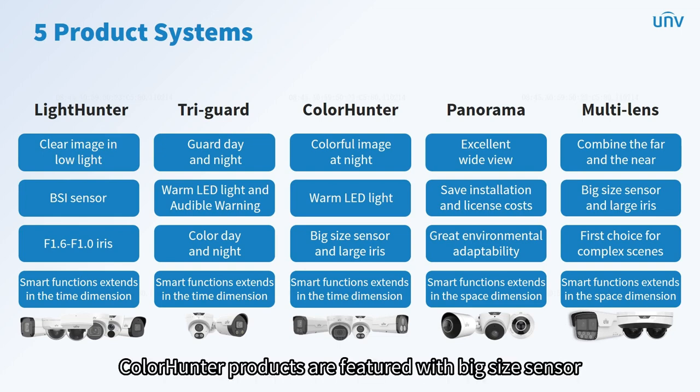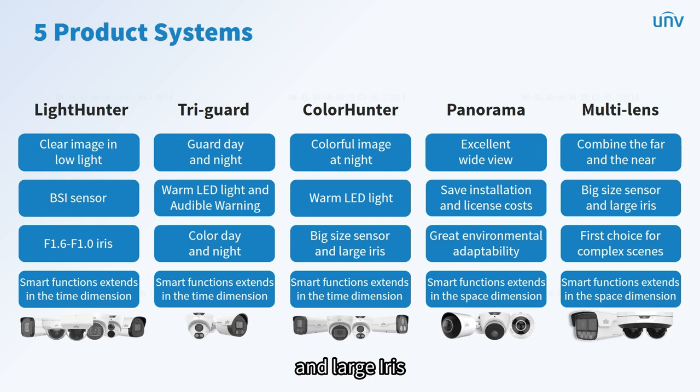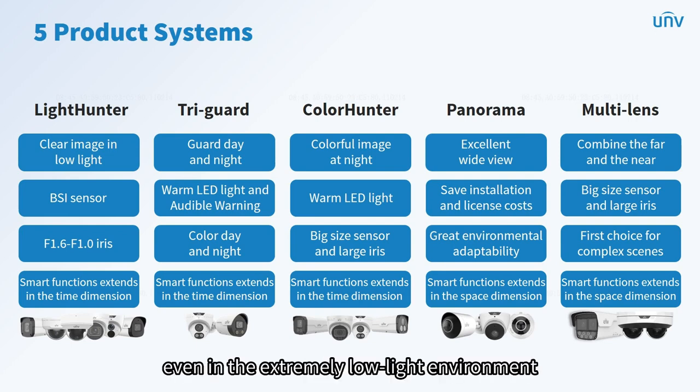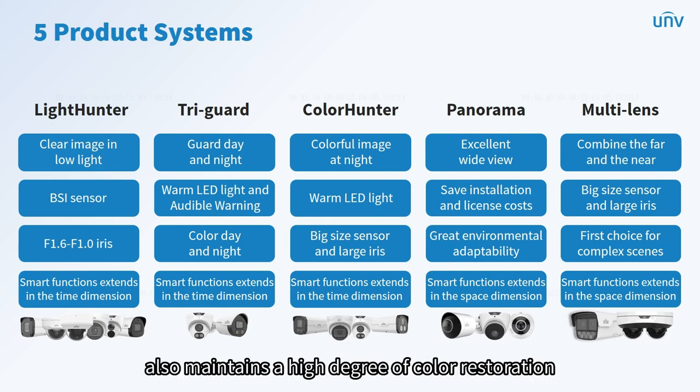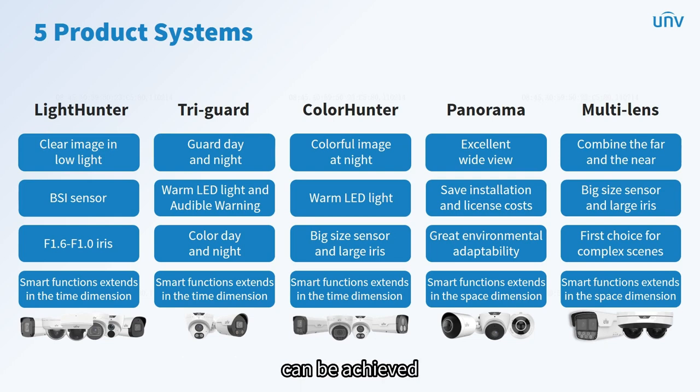ColorHunter products are featured with a big size sensor and large iris. Even in extremely low light environments, the color information of the image can be easily obtained. At the same time, the 3000K warm color temperature supplement light also maintains a high degree of color restoration, so that a colorful and natural final imaging effect can be achieved.